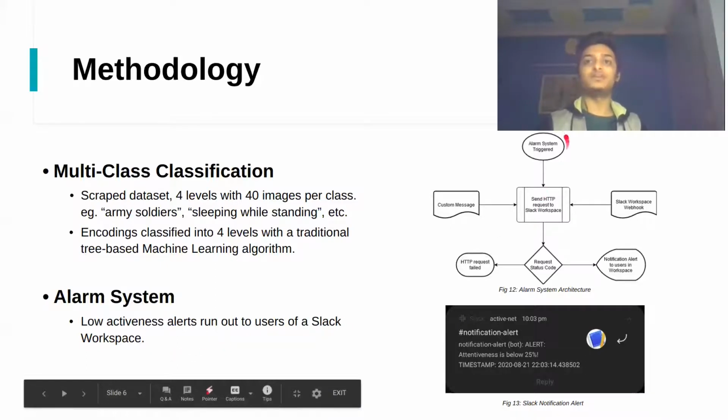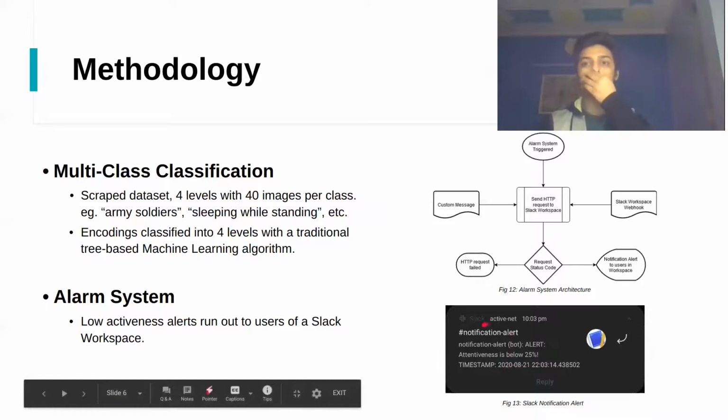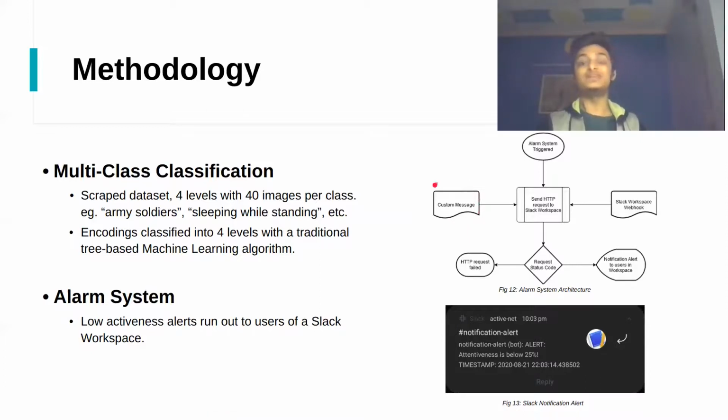And how is that? Whenever an alarm system is triggered, we send an HTTP request to the Slack workspace with a custom message, which could include the timestamp, which we see right here. So this is a Slack notification alert sample. So this is the notification alert bot. It'll tell us the attentiveness is below 25 percent, and it'll tell us a timestamp of when it was, and it could also contain the place where it was, as well as the person ID, right? So this is basically the overall view.